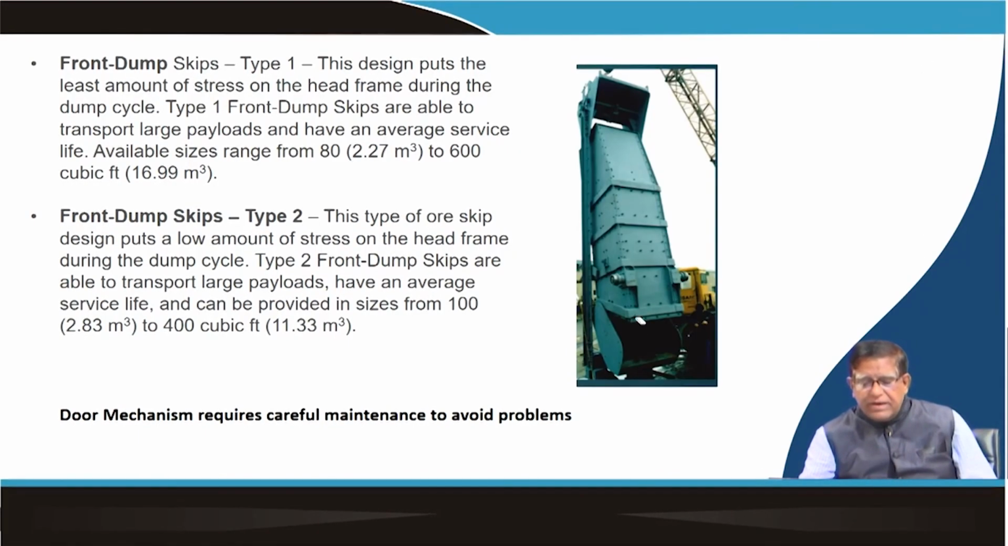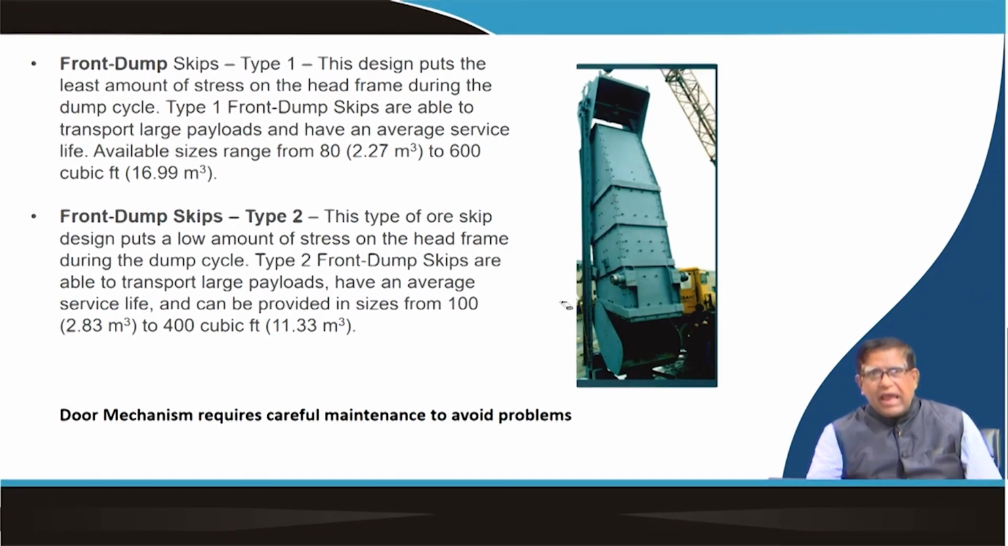In the front, they have a hinge and a door part, which will be just from this door closing system. The material is loaded and comes over there, and then at the discharge point they will be discharging like this. So, we can have different types of front dump skip.